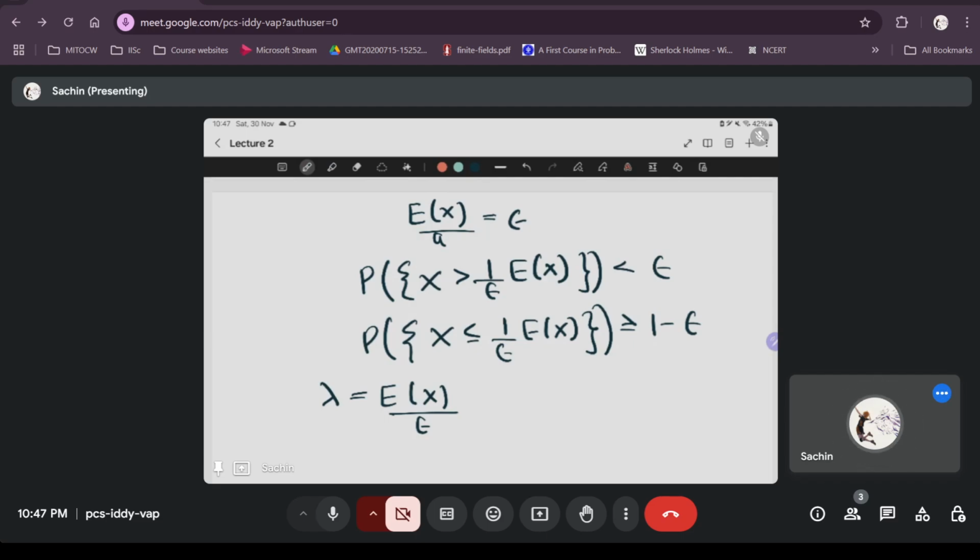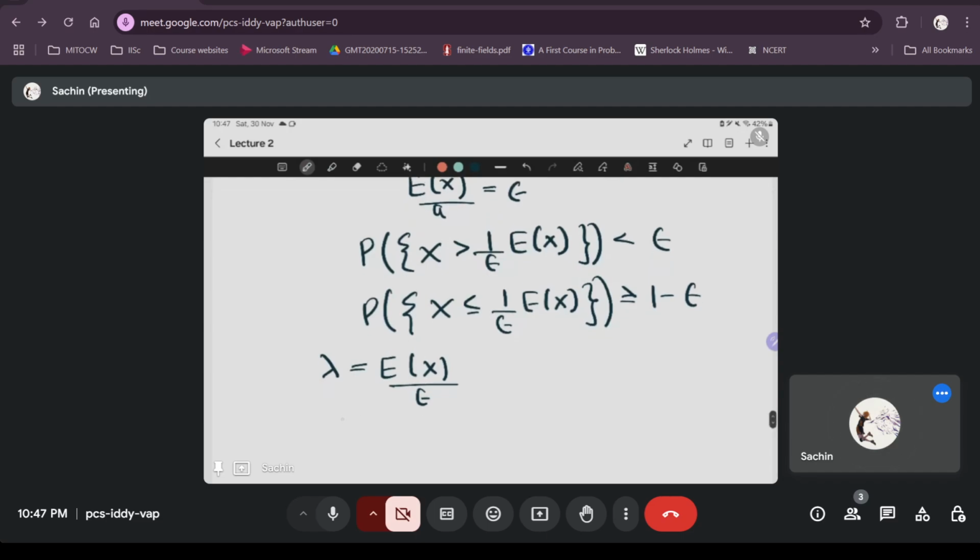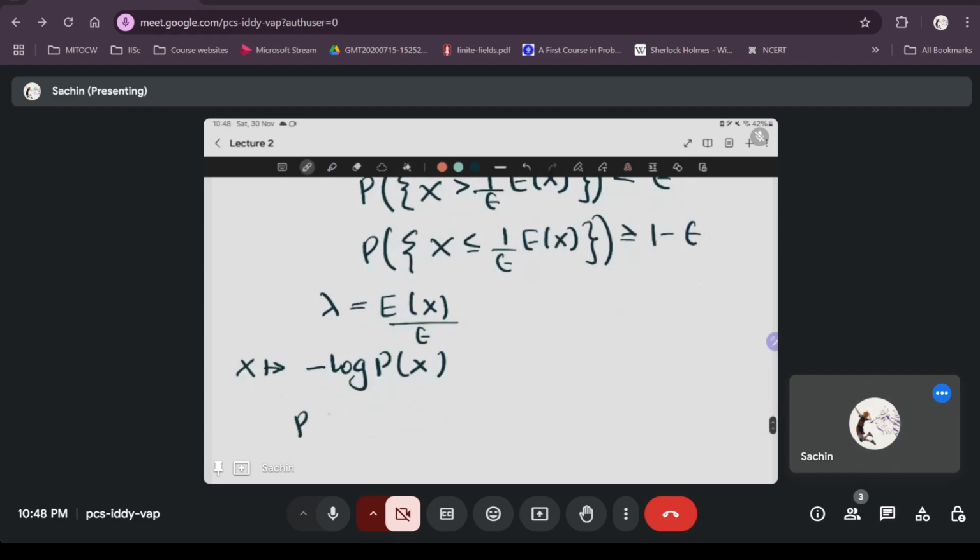And I can substitute in place of x, minus log p of x. So that will leave me with P of the set minus log p of x less than or equal to lambda.